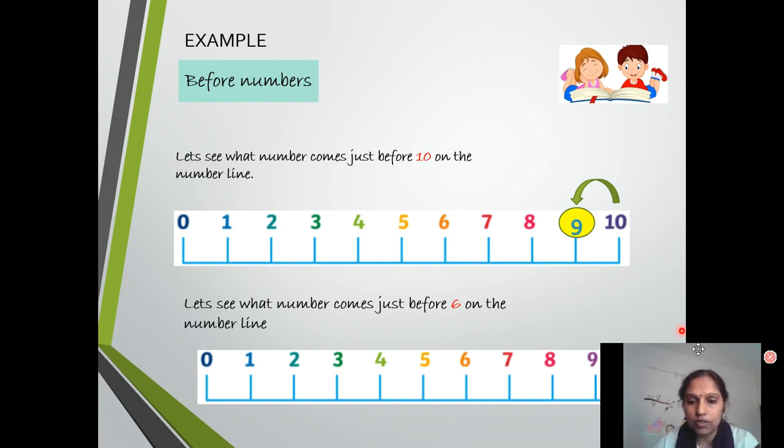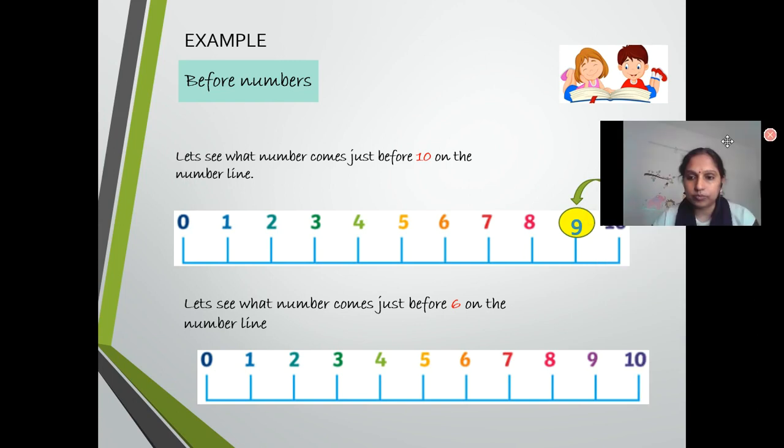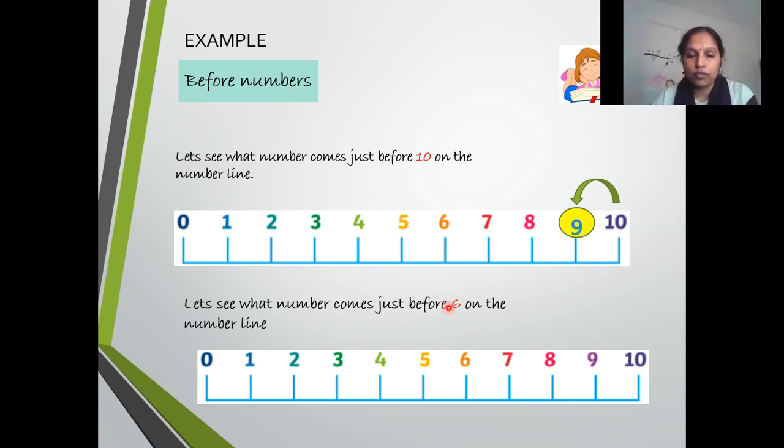Okay, can we see one more example? We are going to find the before number of 6, right? So we can tell it orally and see which number comes before 6. Tell me what number comes before 6. 1, 2, 3, 4, 5, 6. So the number that we said before 6 is 5. This is one way of finding the before number.